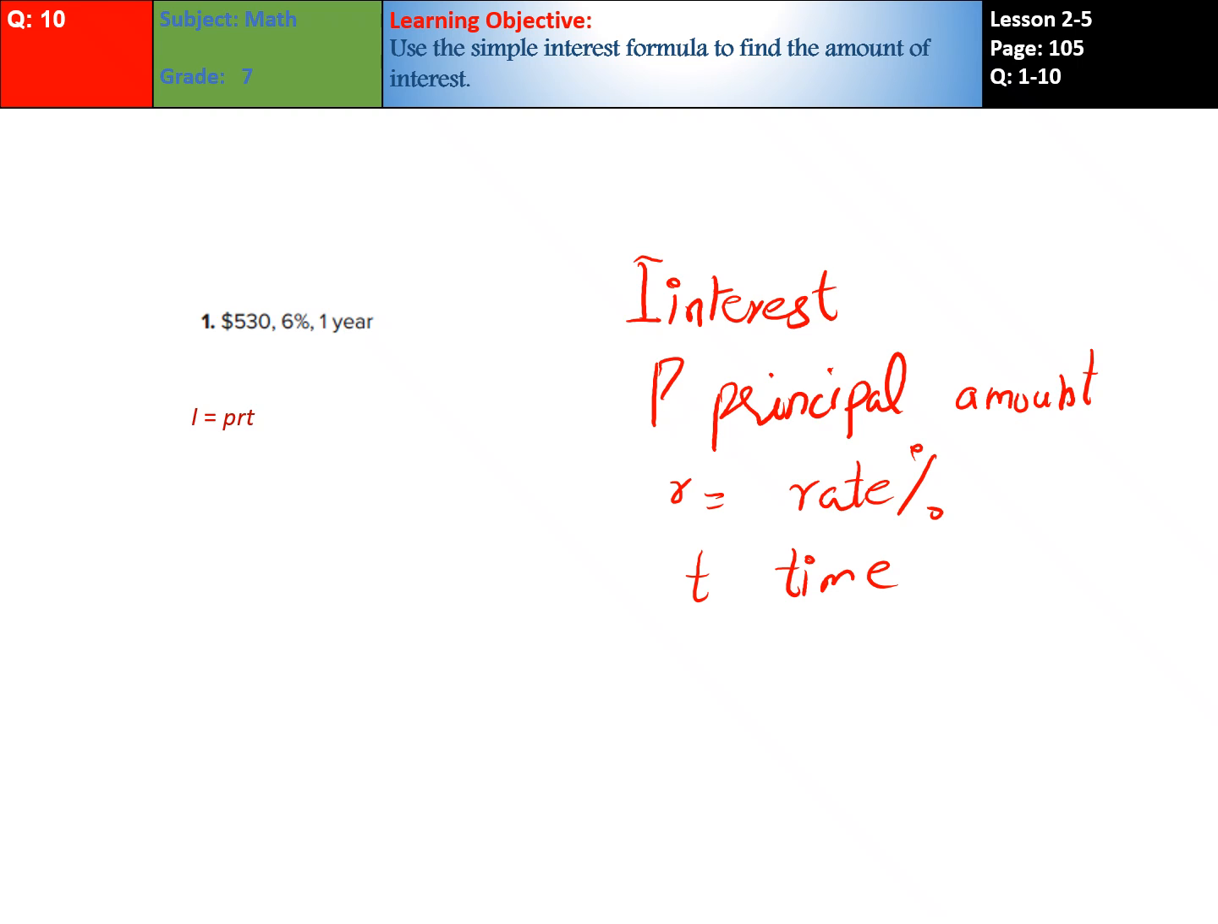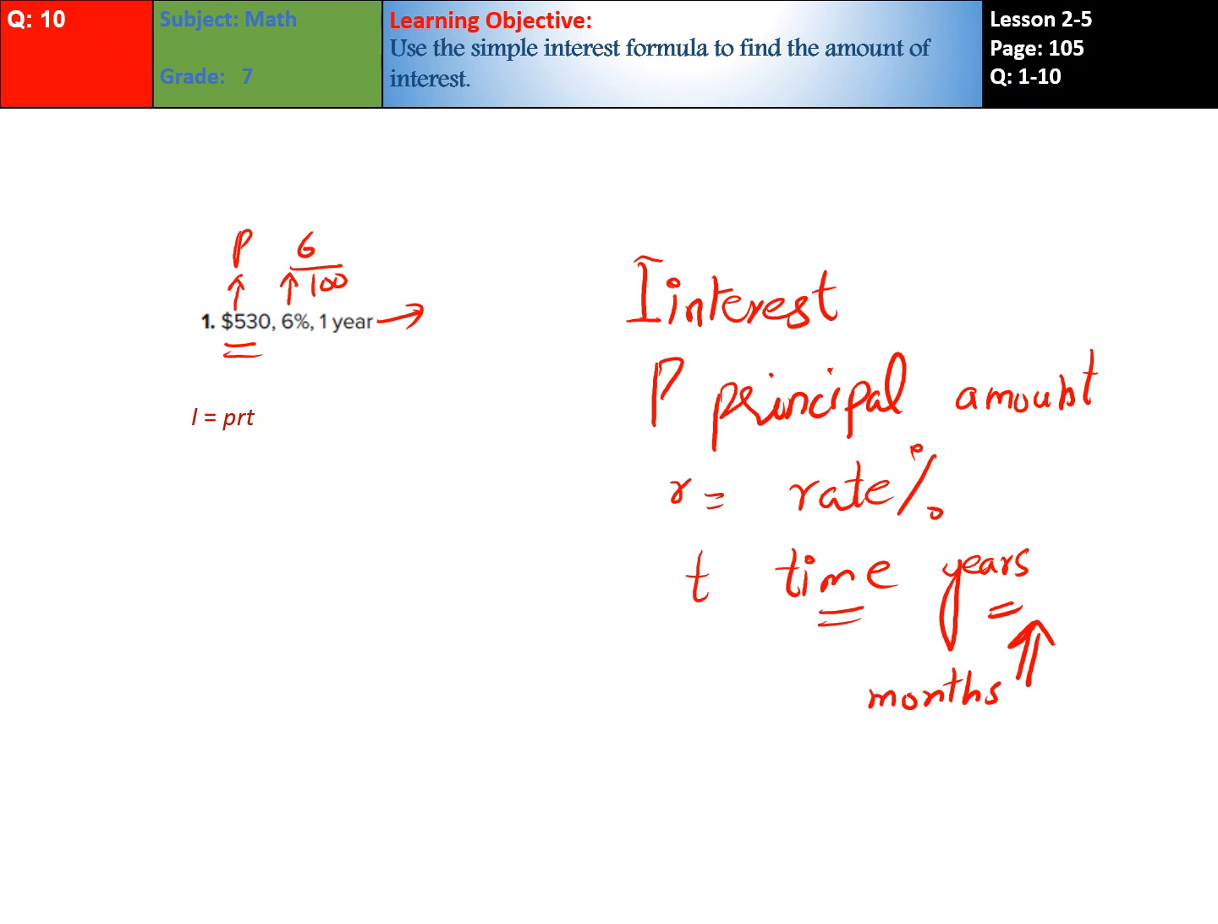So what is this cost? This is P here. 6% means 6 over 100 and 1 year. You should check that time should always be in years. If it is in months, convert it into years.